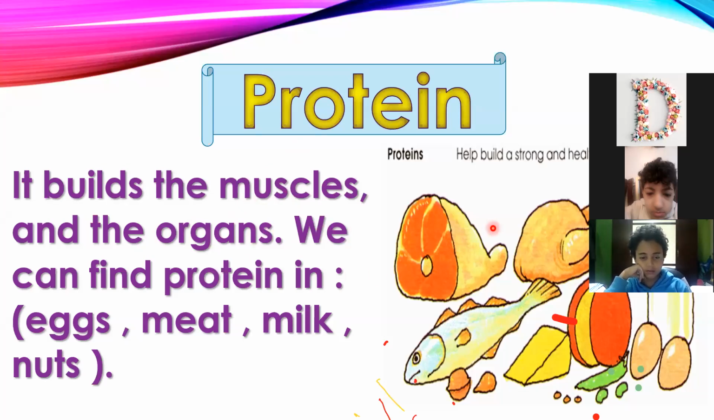And we can find protein in which food? Can you see the picture? We can find protein in eggs, meat, milk, and nuts. Okay, so we can find protein where? In eggs, in meat, in milk, and nuts. So protein is a very important nutrient because it builds the muscles and the organs. Okay, so let's see the next word.